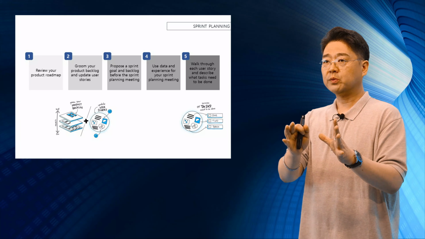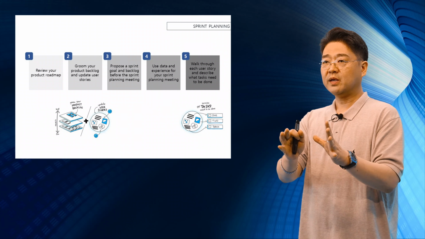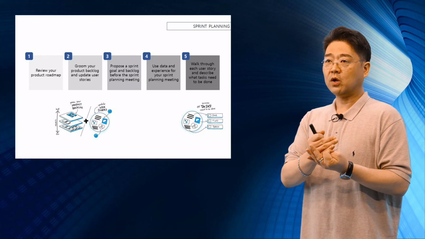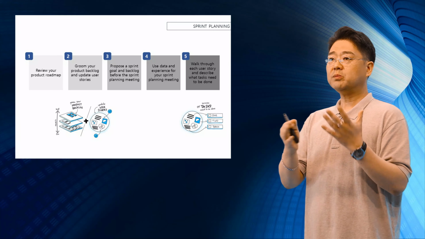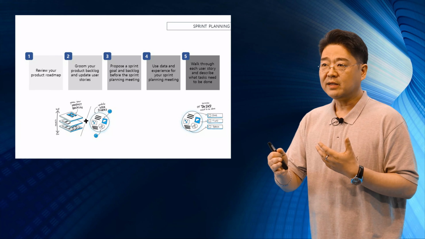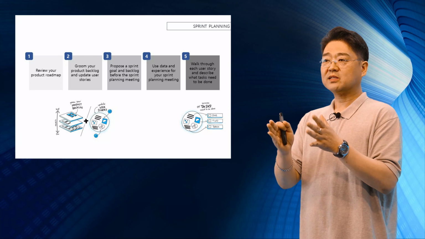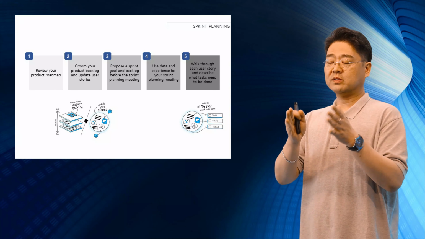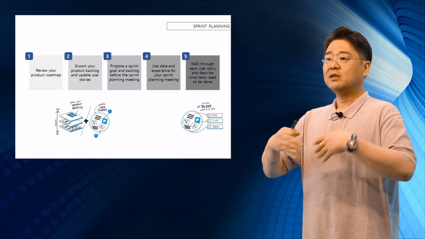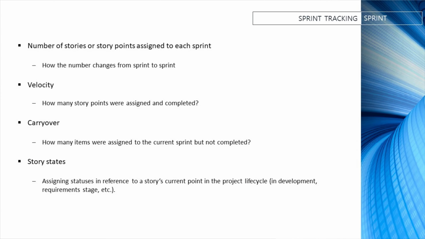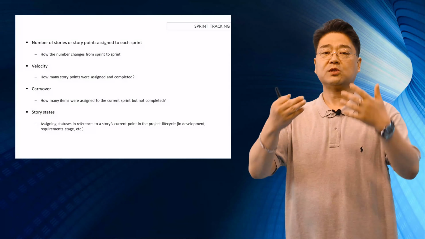Review the product roadmap and update the user story, and propose a goal and a sprint backlog before the meeting. And during the meeting, use data and experience so you can actually plan it properly and suggest what tasks need to be done, exactly what needs to be done, and what the end result might be as an output of sprint planning.